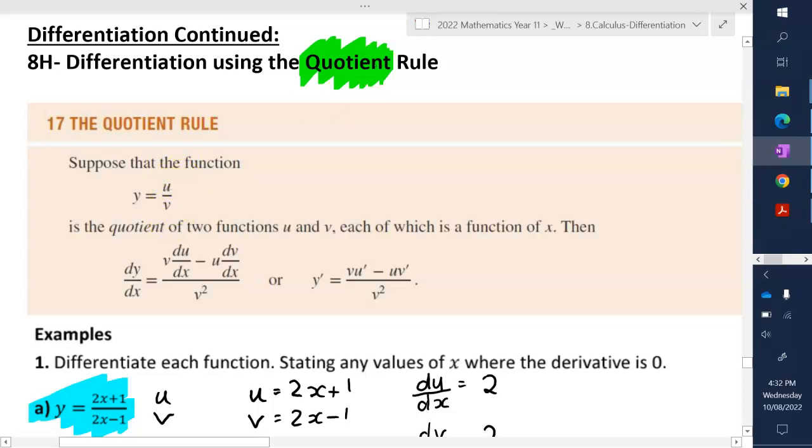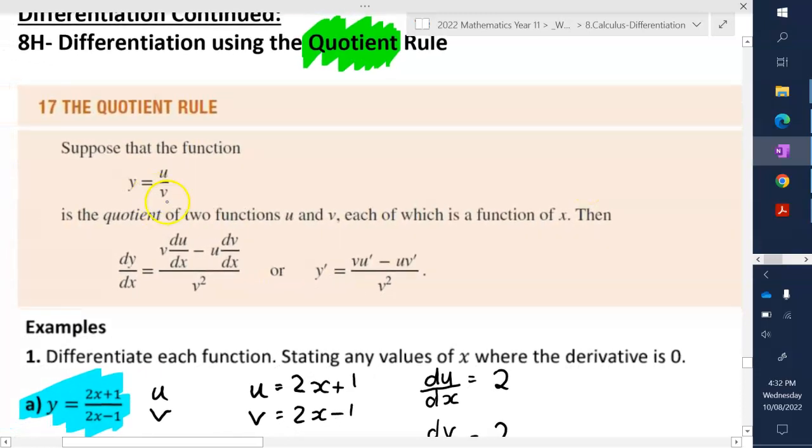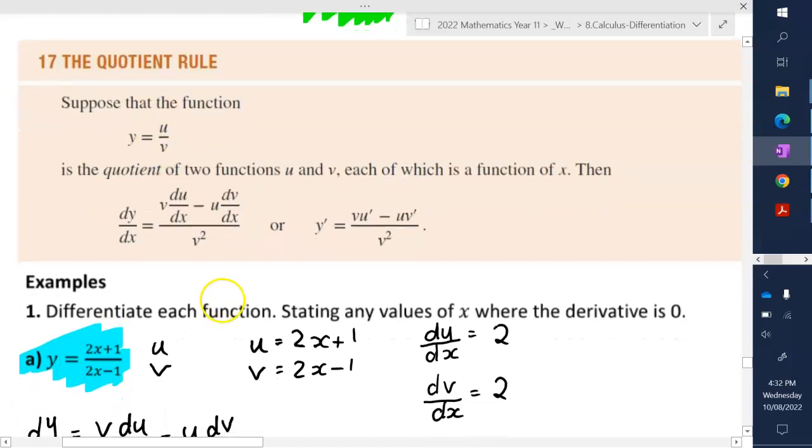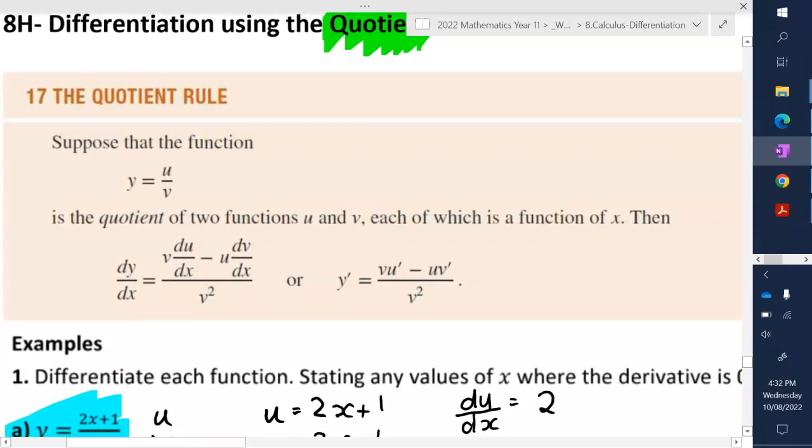So we're going to be finding the first derivative, dy dx, of a function that looks like something divided by something else, like this one down here we're going to have a look at to start with: 2x plus 1 over 2x minus 1. So basically a function made up of two functions where they're divided. The rule that we're going to use is here. I'm going to do that in blue.